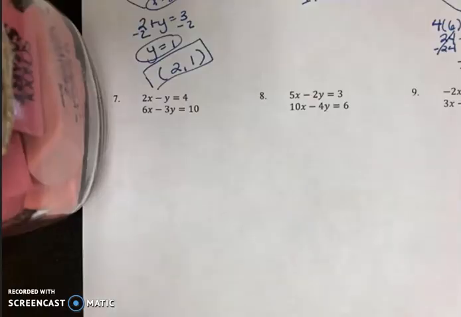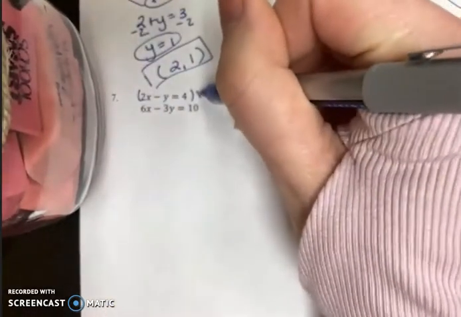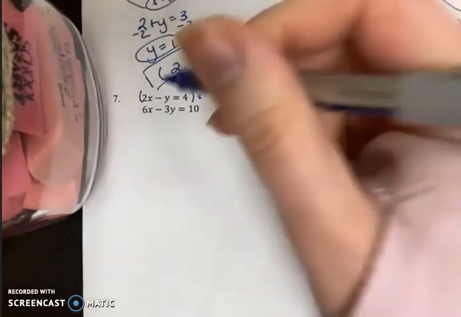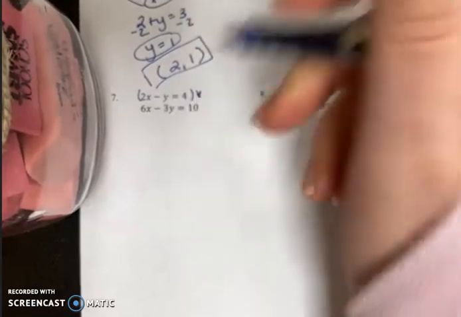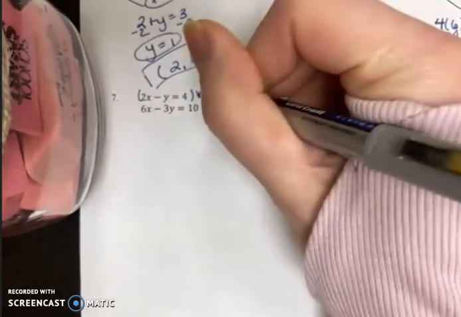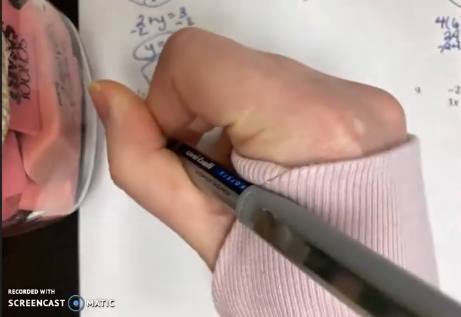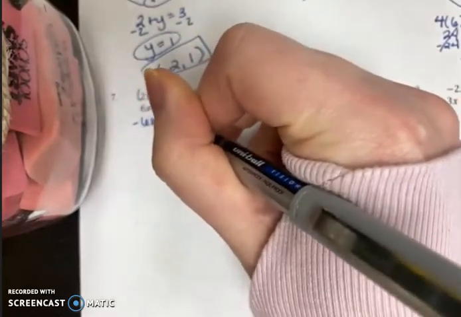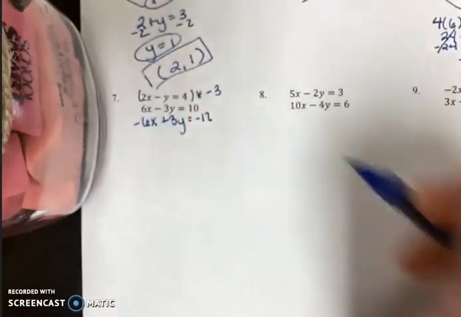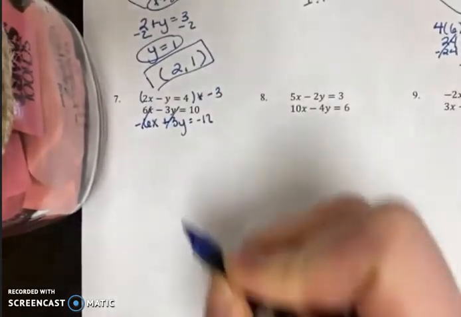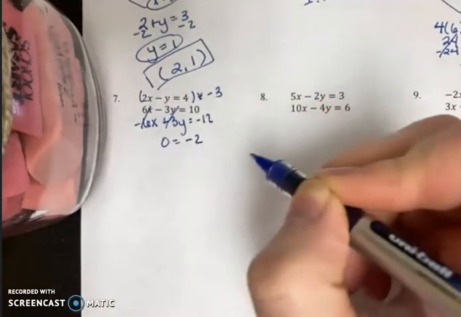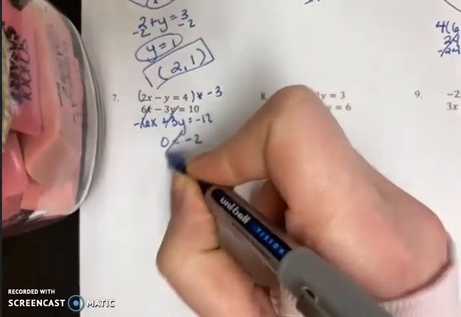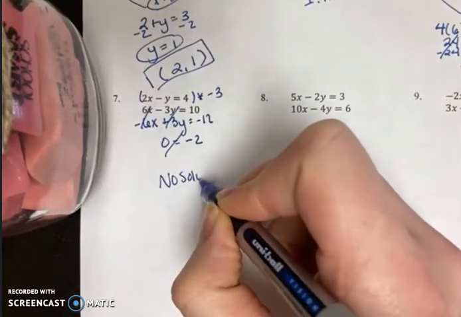For number 7, we have two systems. It probably would be easier to try, and I don't know, I see the 3 pops out to me on the y's, so I'd have to multiply to get them differing signs, so multiply by -3. That'll give me a -6x plus 3y equals -12. Now, what I notice is the x's and y's cancel, so I have 0 equals 10 plus -12, which is -2. Now, this is a false statement, so that's no solution.